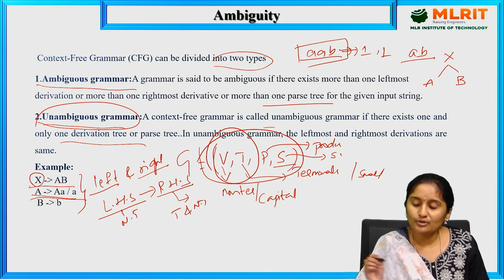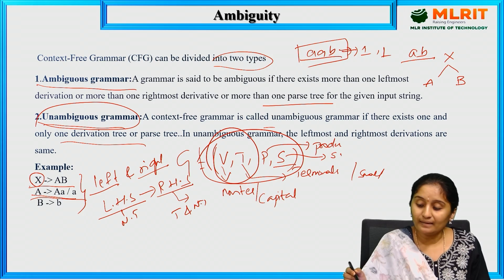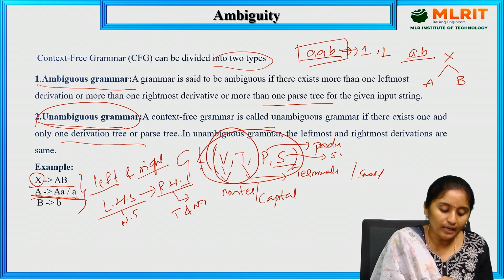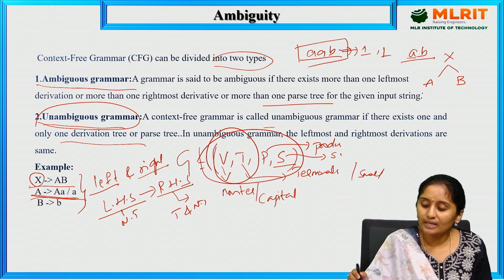And B. X produces AB. So A, I can replace it with A. Why? Because here the first character is A. So let me check the A production. A can be replaced with either capital A or small a. So my string is A.